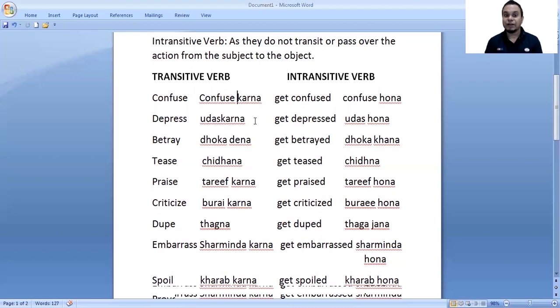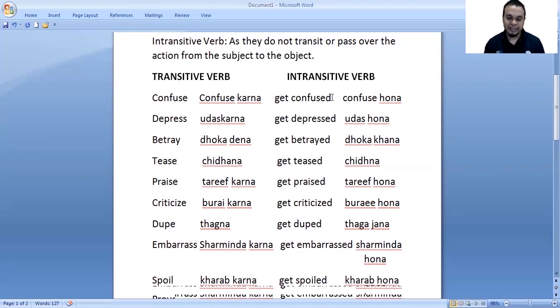So how will you convert this verb confuse into intransitive? It's very simple. You have to add get before the verb confuse, right? So whenever you add get before a verb, the verb will always be in third form. That is thumb rule.